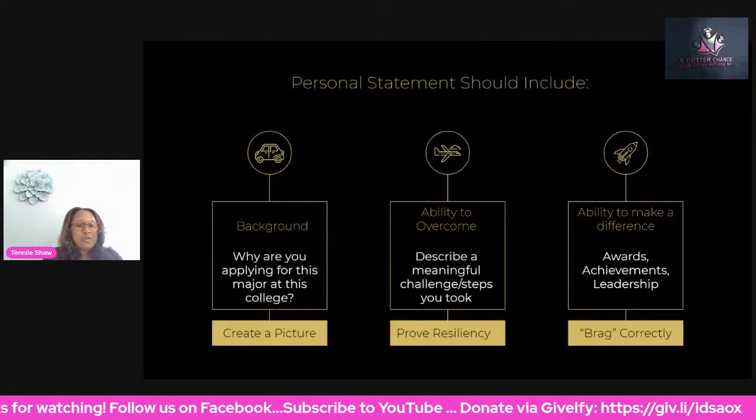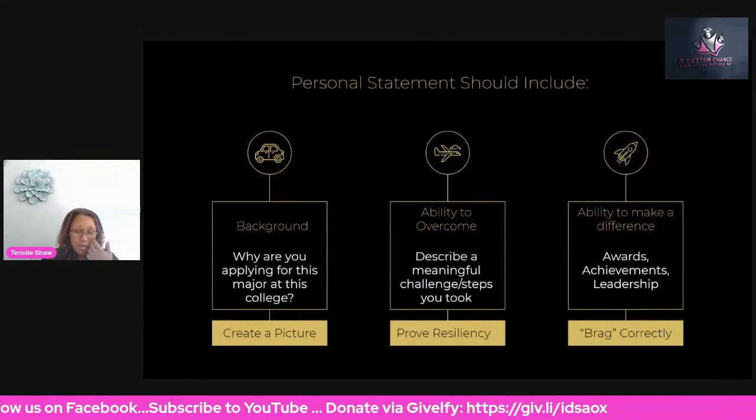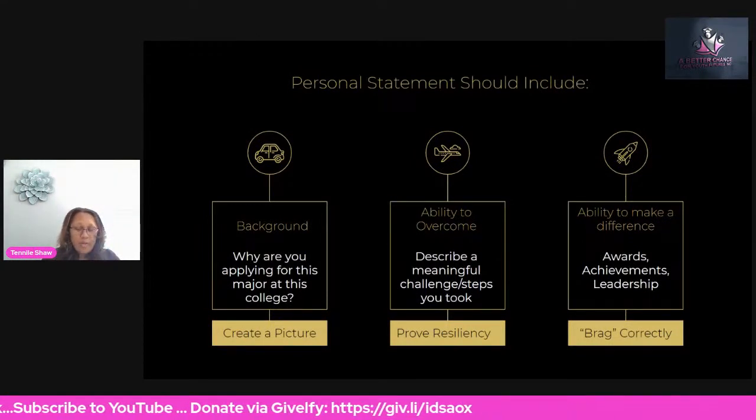Your personal statement should include these three key components. Along with all the components of sound writing, you should include your background.